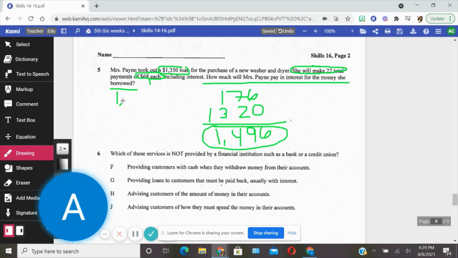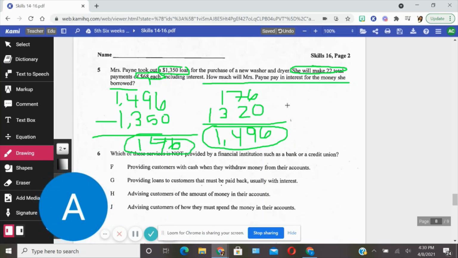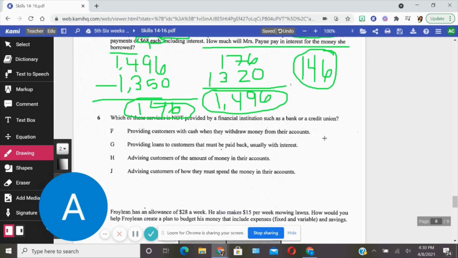Well, I have 1,496, and I'm going to subtract 1,350. 6 minus 0 is 6. 9 minus 5 is 4. 4 minus 3 is 1. So how much is she paying on just interest? $146. That is your answer.